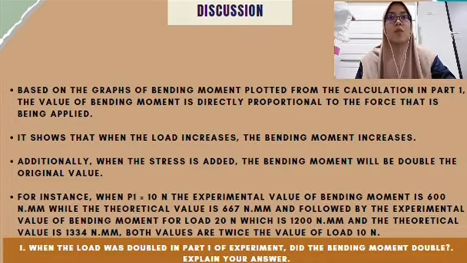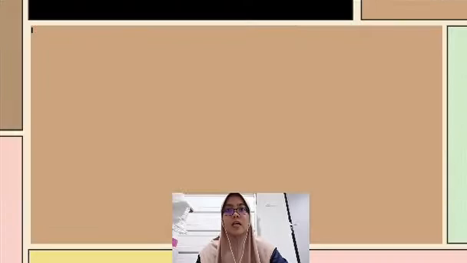For instance, when P1 equal to 10 Newton, the experimental value of bending moment is 600 Newton millimeter, while the theoretical value is 667 Newton millimeter, followed by the experimental value of bending moment for load 20N, which is 1200 Newton millimeter, and the theoretical value is 1334 Newton millimeter. Both values are twice the value of the 10N load.